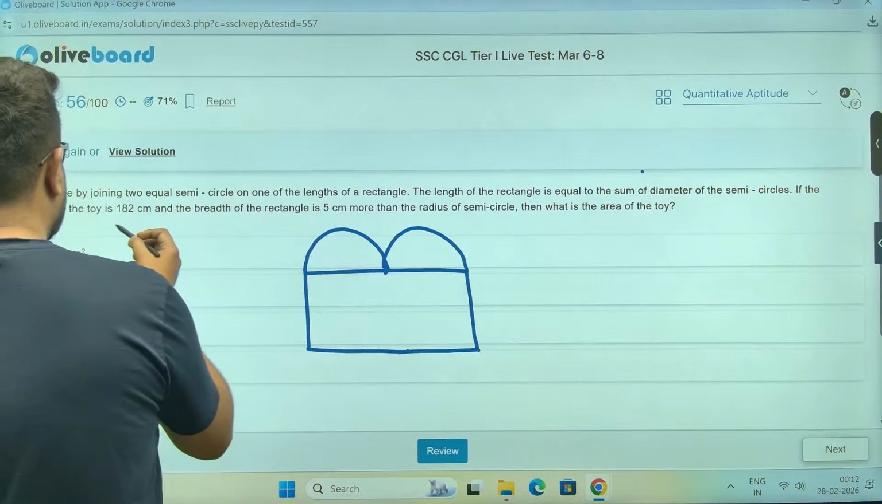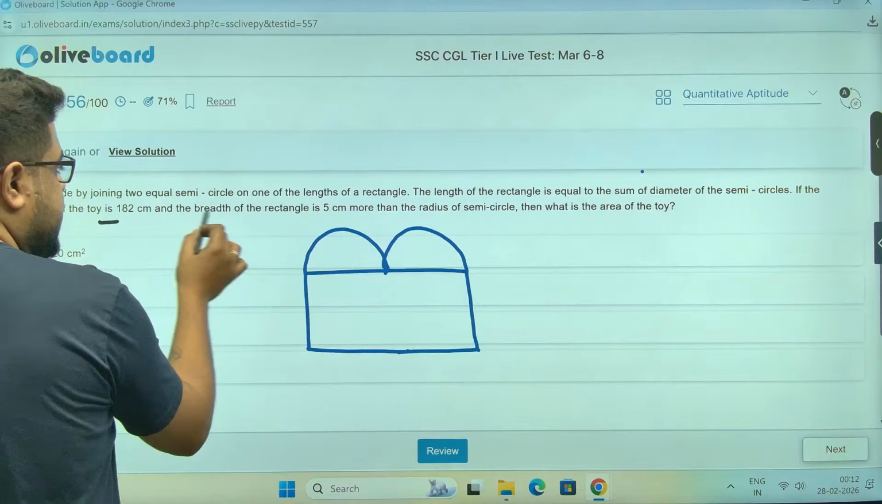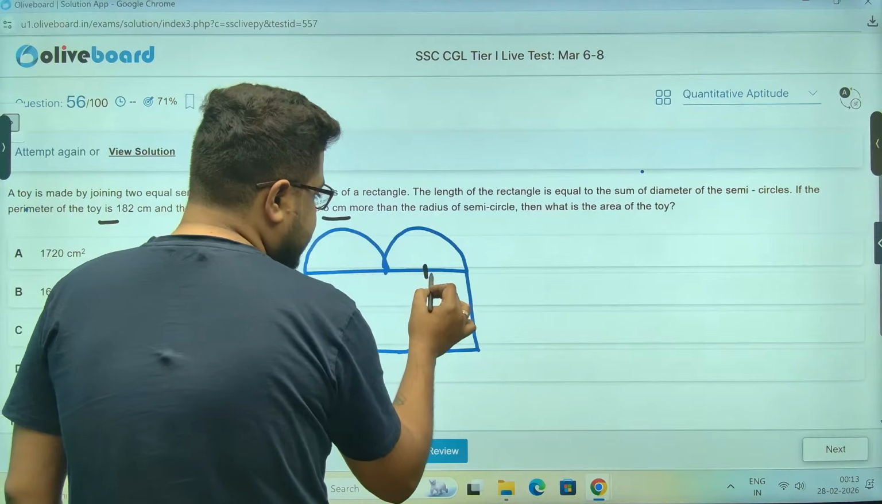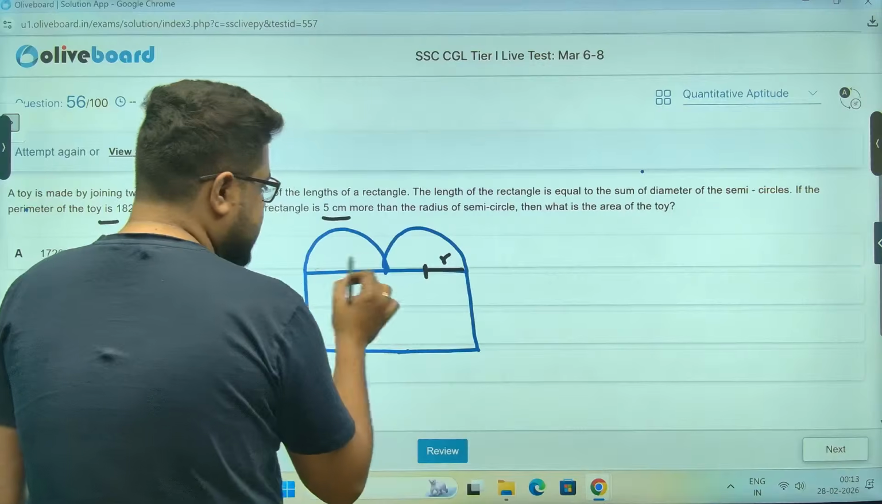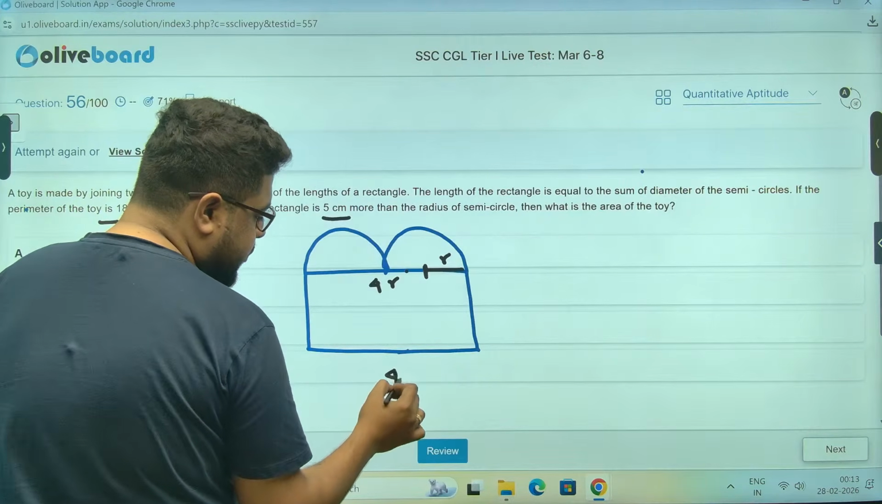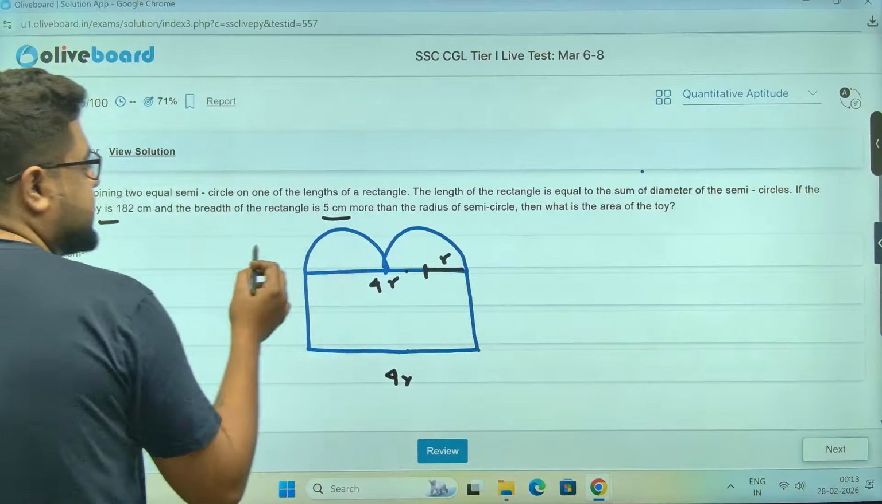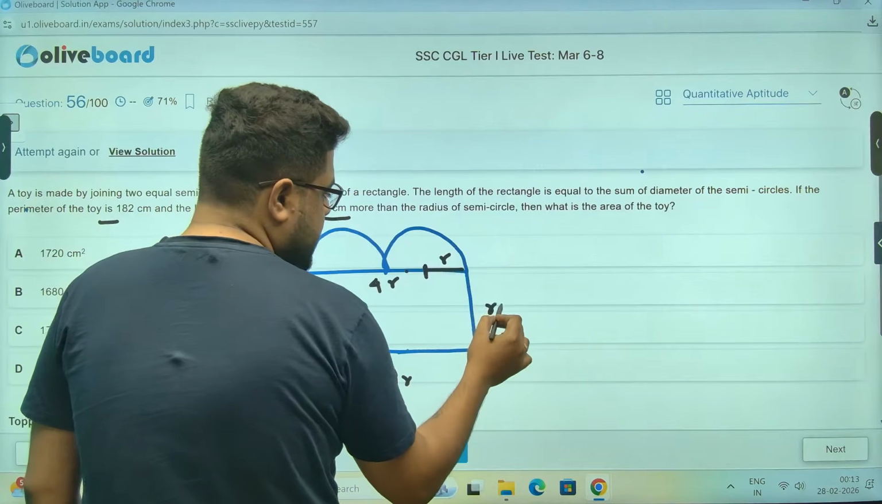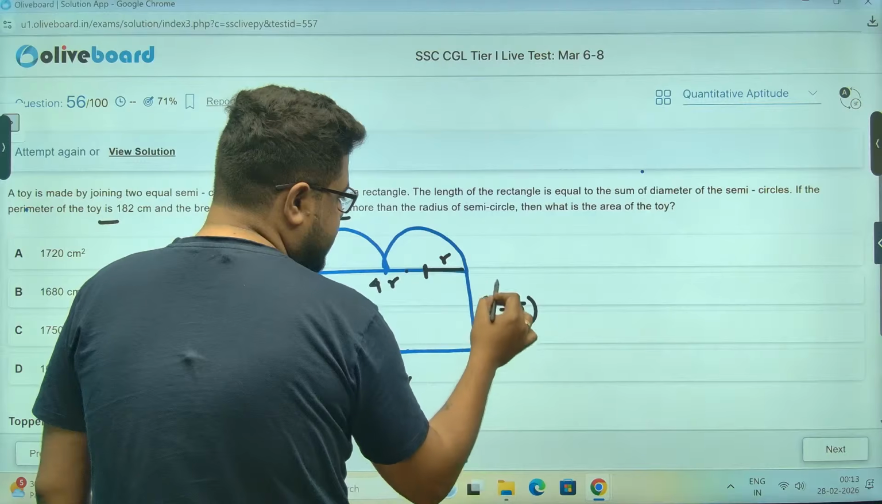The perimeter is given, and the breadth is 5 centimeter more than the radius. So I'm taking the radius as r. So the length is 4r, and the breadth is 5 centimeter more than the radius, so r plus 5 is the breadth.